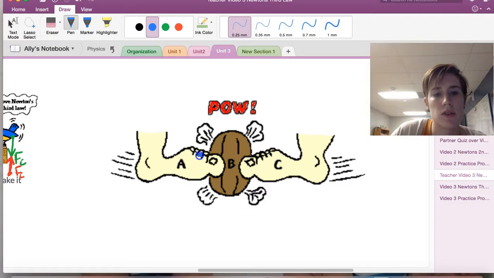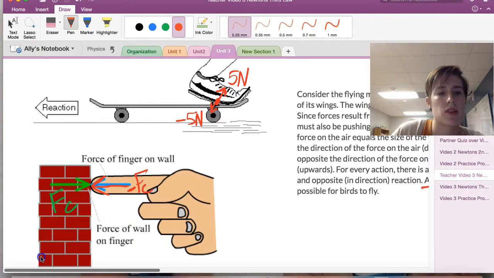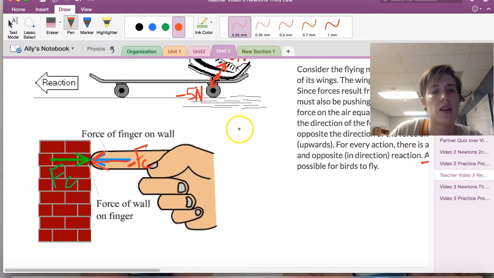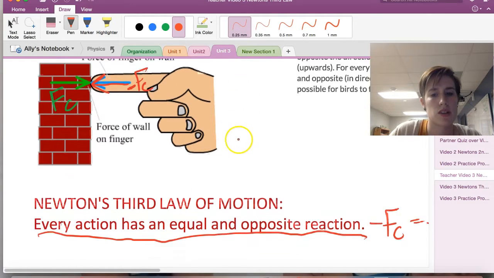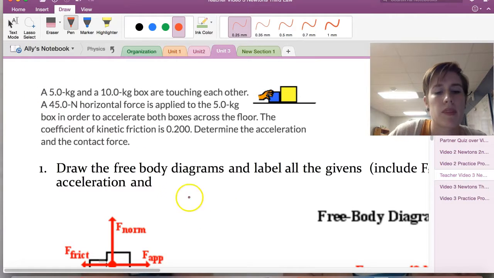Well, the toe is pushing on the football, and the football is pushing back on the toe. In this example, this toe is pushing on the football, and the football's pushing back against the toe. So these are called action-reaction force pairs. They're examples of every action has an equal and opposite reaction. So here's an example of a problem that we're going to solve.